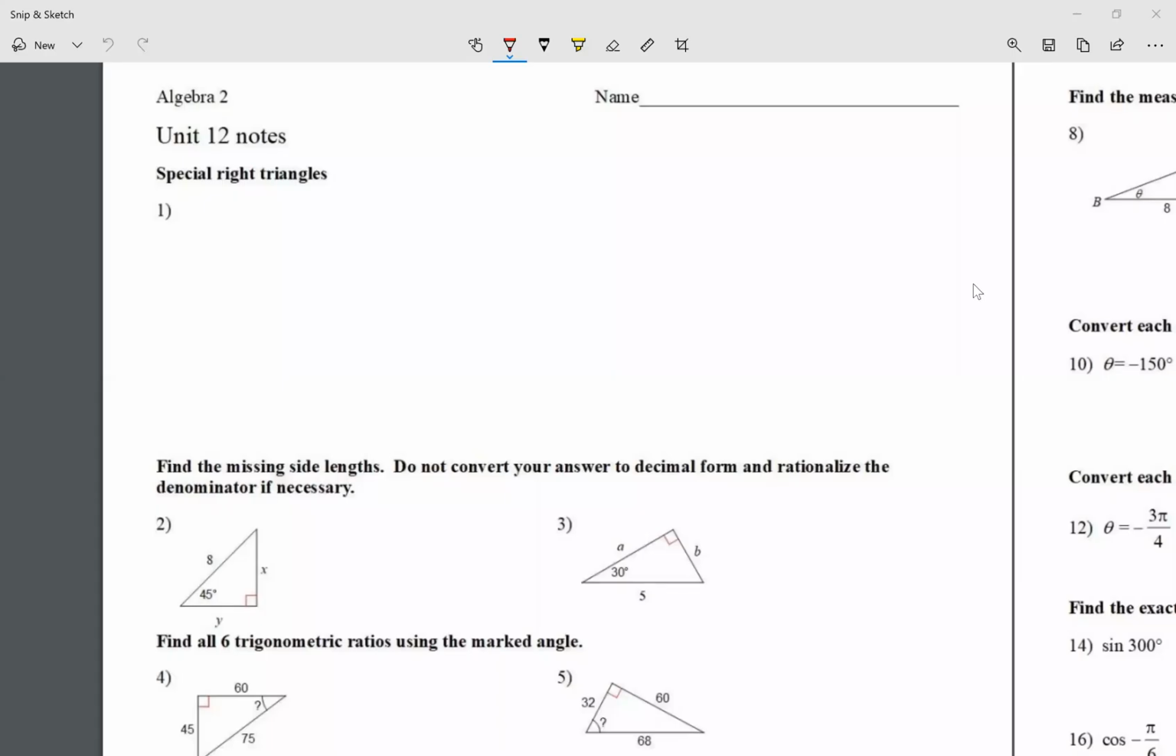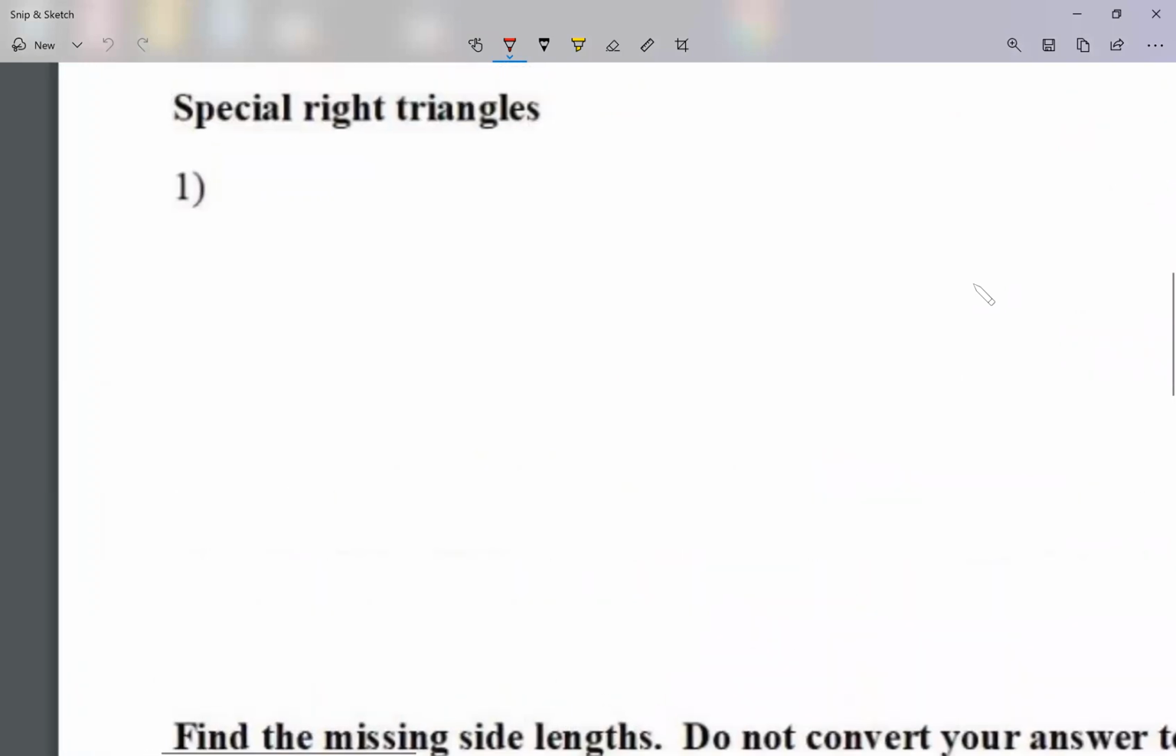Okay, we're going to be looking at the special right triangles. You guys saw this in geometry. Remember the 45, 45, 90 and the 30, 60, 90. You remember those. So we're going to be dealing with those again. We need to know those. It helps a lot for next year as well.